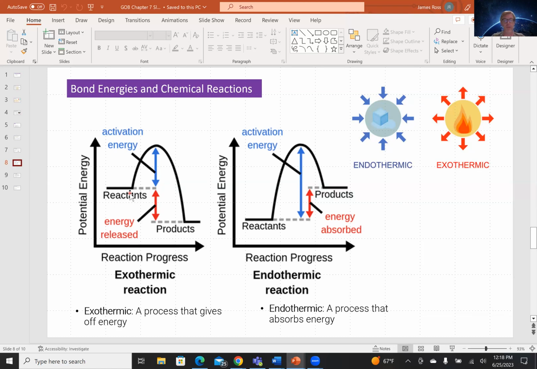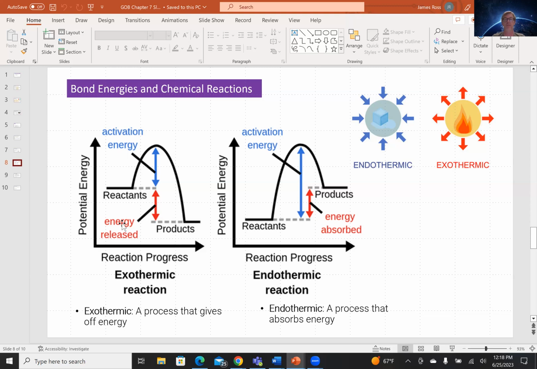Okay, bond energies and chemical reactions. There are two types of chemical reactions, either exothermic or endothermic. On the left, we see the exothermic. So if we plot potential energy on the y-axis against the progress of the reaction on the x-axis, an exothermic reaction has the products with a lower energy than the reactants. That means, as you can see by the difference between reactant and product energy, symbolized as a red arrow here, there's a net energy release, and that release into the environment is a loss with respect to the chemicals themselves.